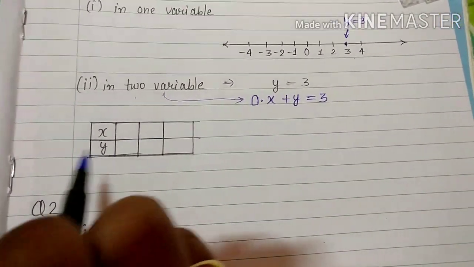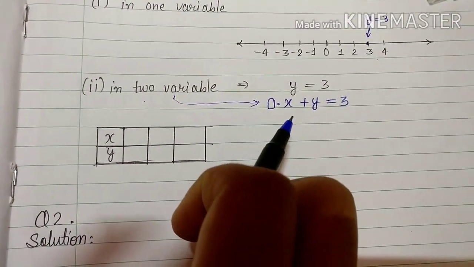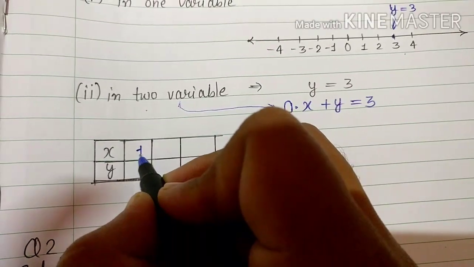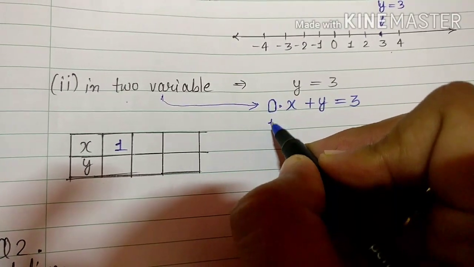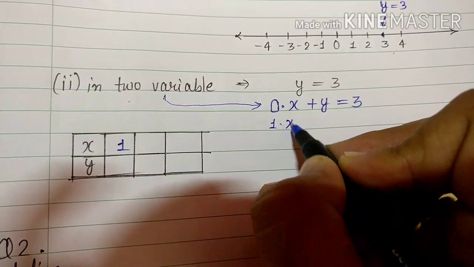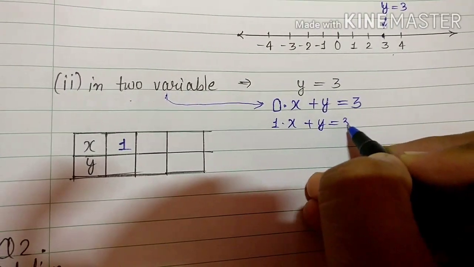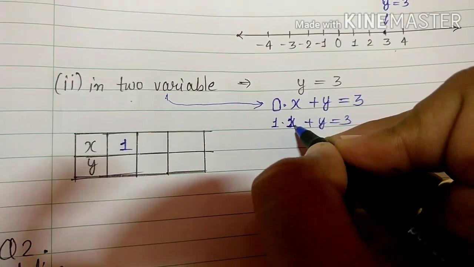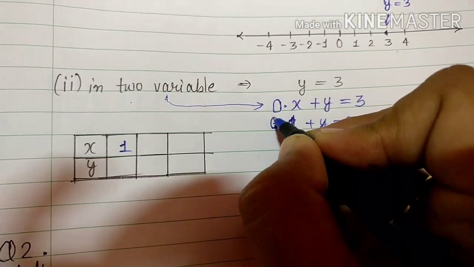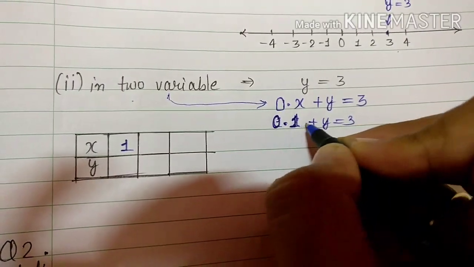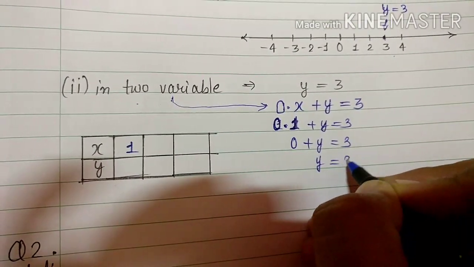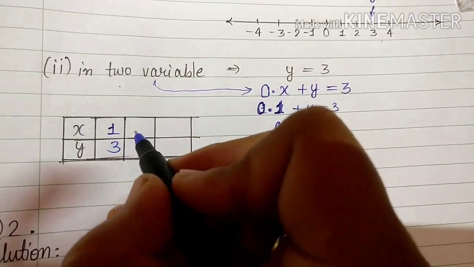Now we have to find some solutions in order to show this on a graph. So in place of x, first we are assuming 1. 0 multiplied by x plus y equals 3. In place of x we are putting 1. 0 times 1 is 0, plus y equals 3. So what is the value of y? 3 only.